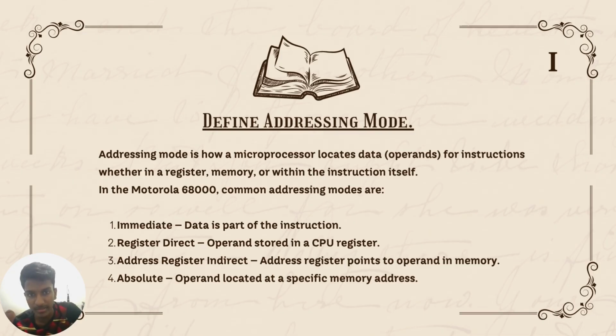In the Motorola 68000, the common addressing modes are: immediate data, where the data is part of the instruction; register direct, where the operand is stored in a CPU register; address register indirect, where the address register points to the operand in memory; and absolute, where the operand is located at a specific memory address. Okay, that's all for me.